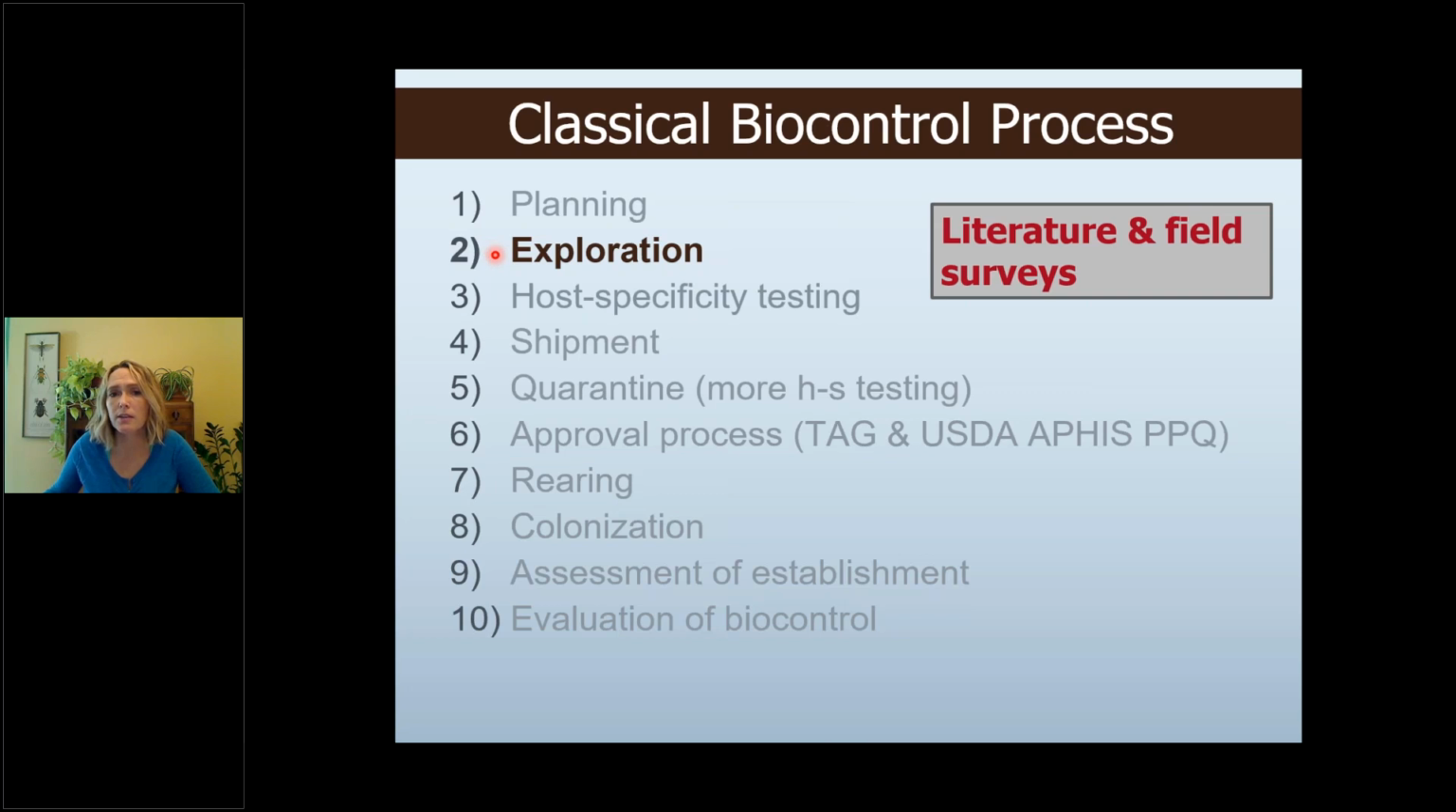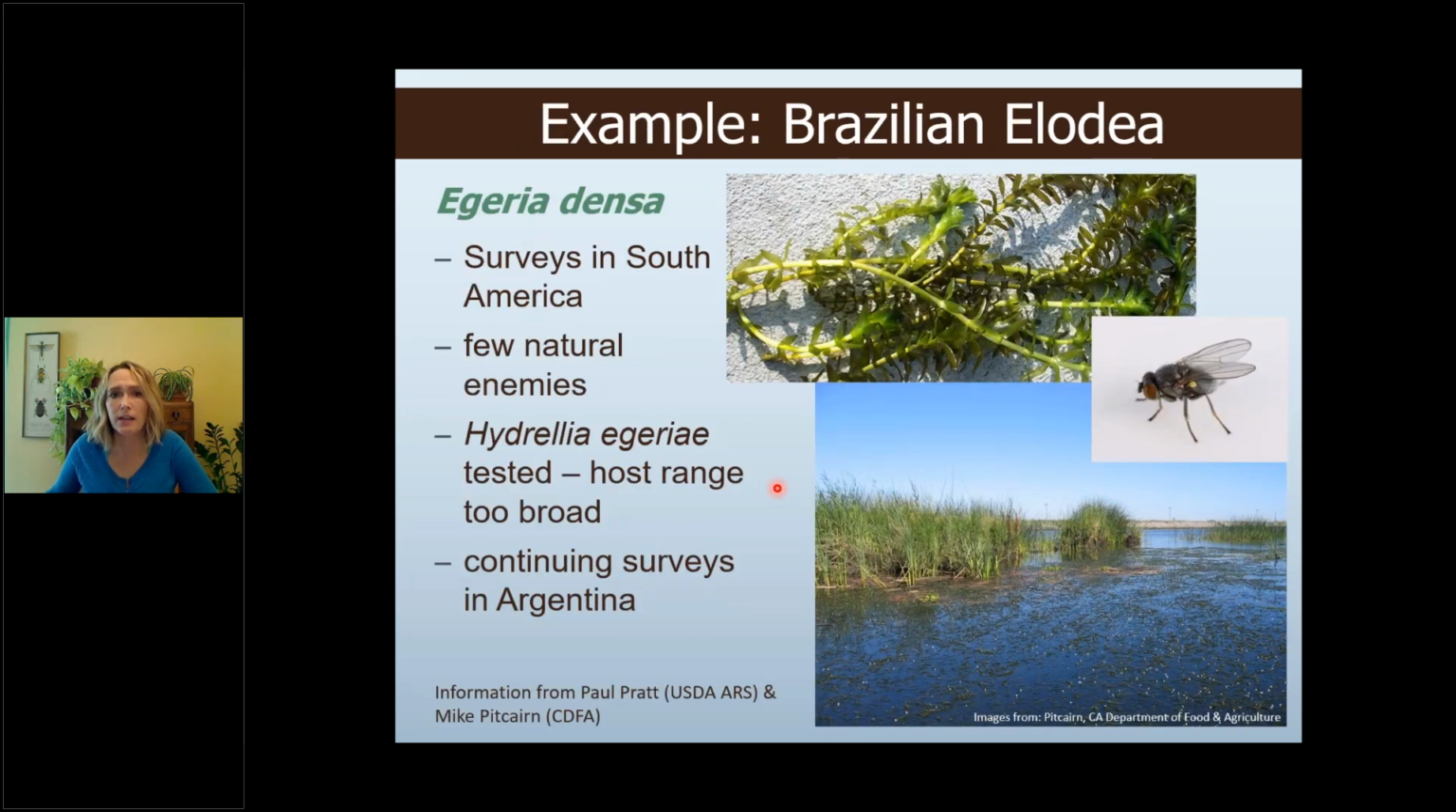So this is looking in the plant's native range. And they begin that by first looking at the literature and then doing field surveys. So an example of that is Brazilian elodea. This is a species I'm sure you're fairly well acquainted with. It's pretty bad, and they're doing surveys in South America. They haven't found a lot out there. They did test a fly, but its host range was too broad, and so they're continuing their surveys in Argentina as we speak. Well, maybe not as we speak, but this year.